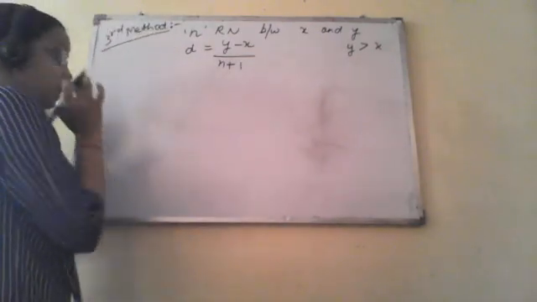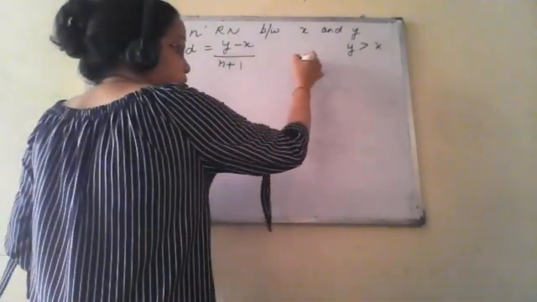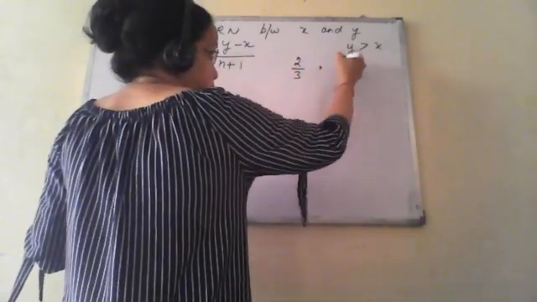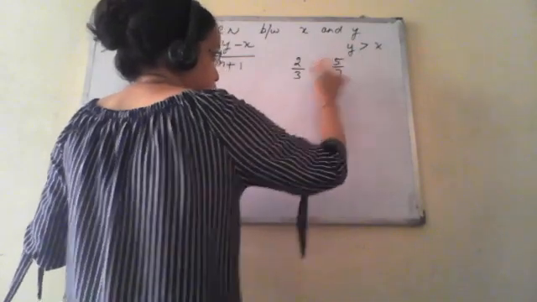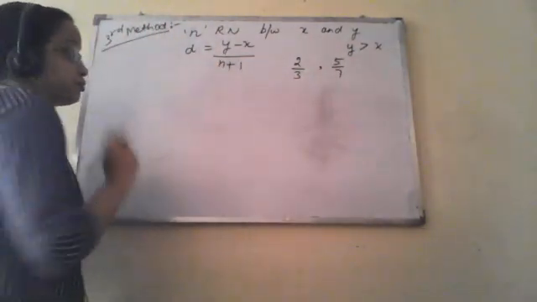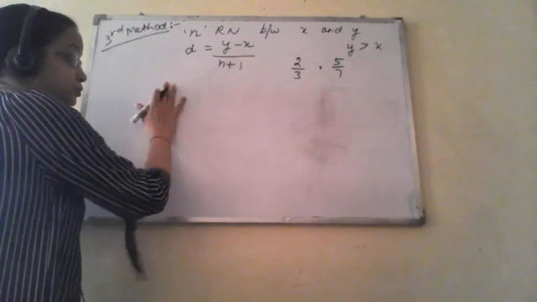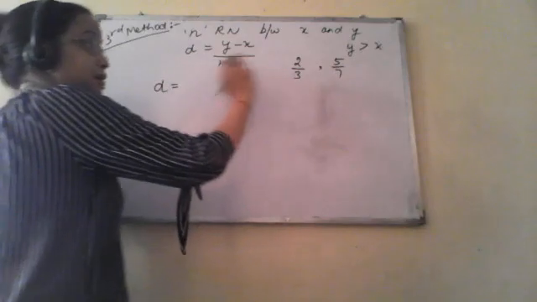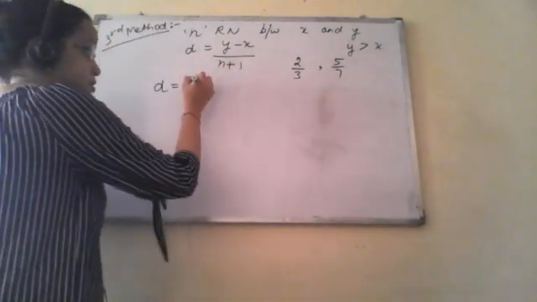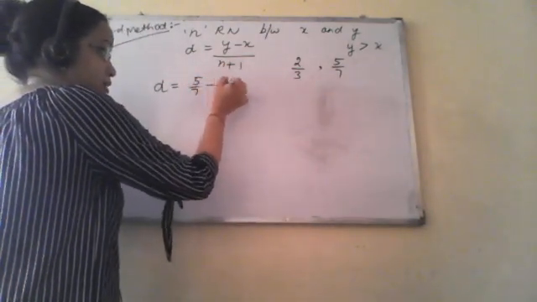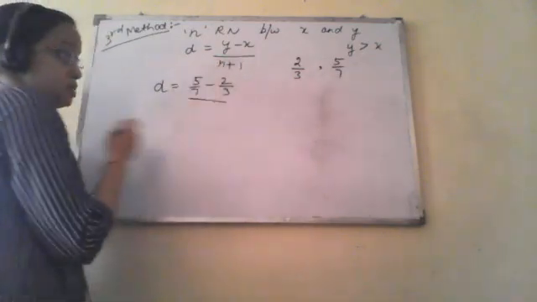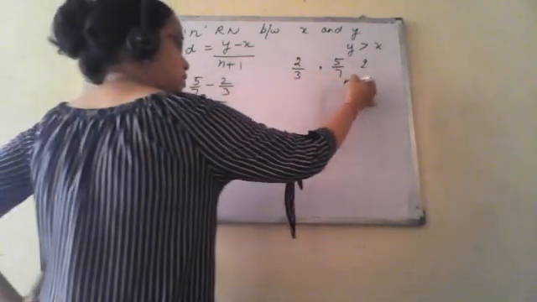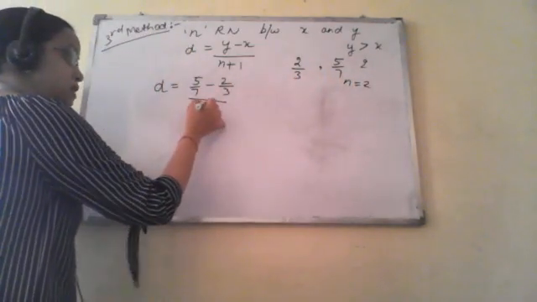Now we have to find rational numbers between 2 upon 3 and say 5 upon 7. So these are unlike terms. Now what we have to do? First we have to find d. So d will be y minus x upon n plus 1. We are finding just two rational numbers, so n will be 2. So this is 2 plus 1.